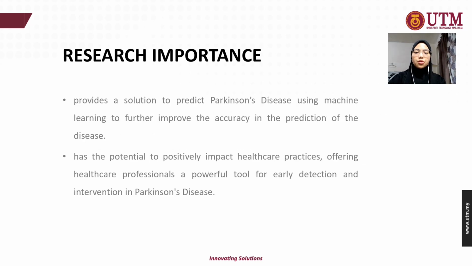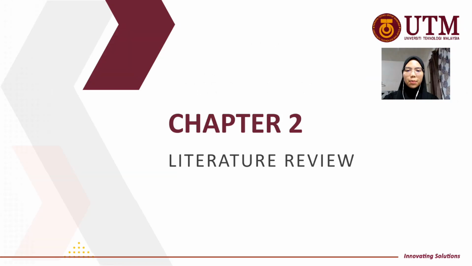The importance of this research lies in its potential to revolutionize the way Parkinson's disease is diagnosed. By providing a solution to predict Parkinson's disease using machine learning, it can significantly improve the accuracy of disease prediction. This has the potential to positively impact healthcare practices by offering healthcare professionals a powerful tool for early detection and intervention. The next chapter will be Chapter 2, which is about the literature review.